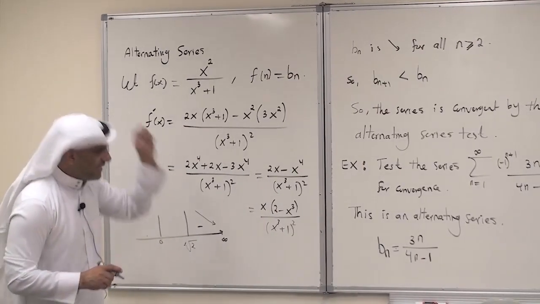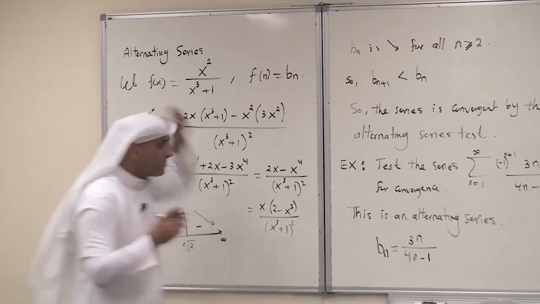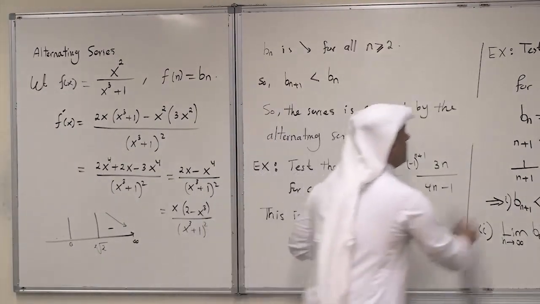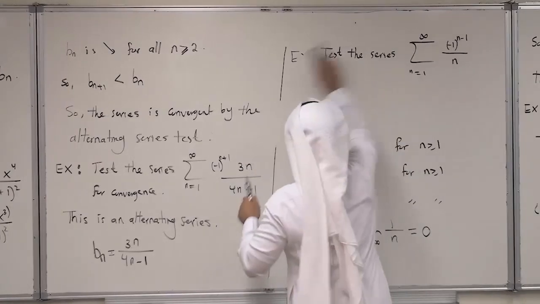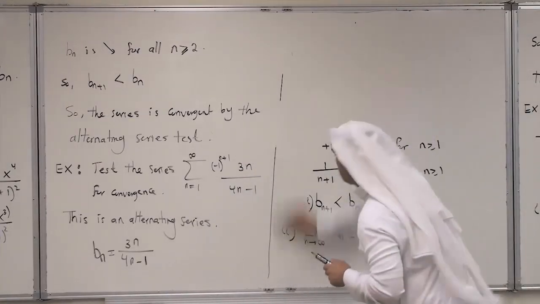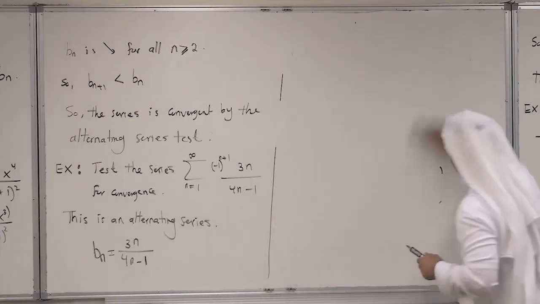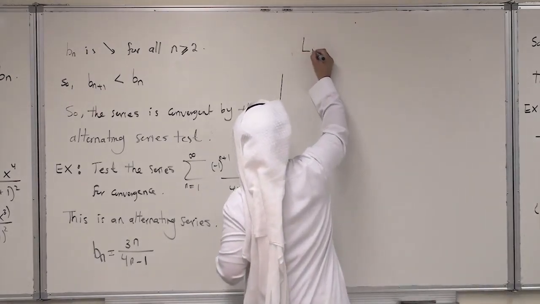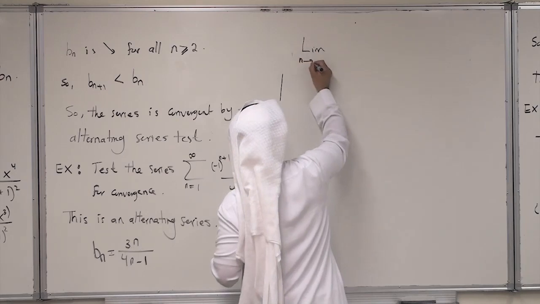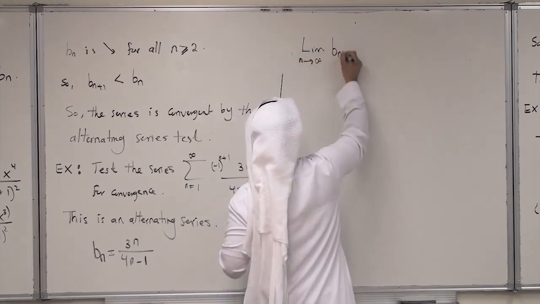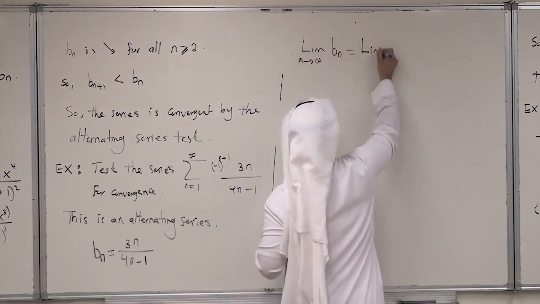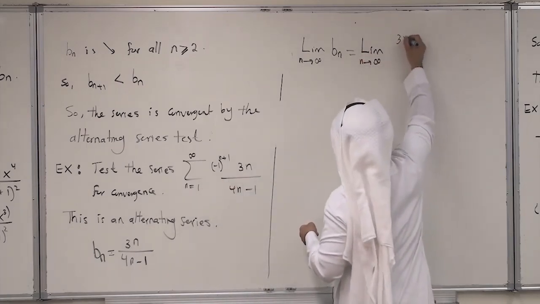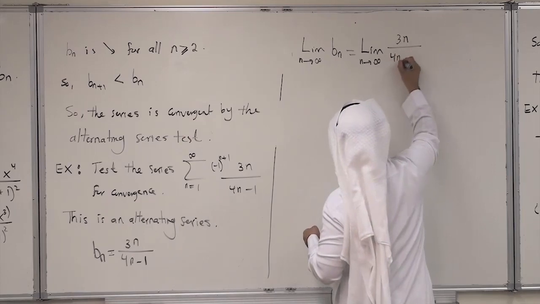Okay, this is an alternating series. Fine. What is the limit of Bn as n goes to infinity? We have Bn is 3n over 4n minus 1. So what is the limit? This implies the limit as n goes to infinity of Bn is exactly equal to the limit as n goes to infinity of 3n divided by 4n minus 1.